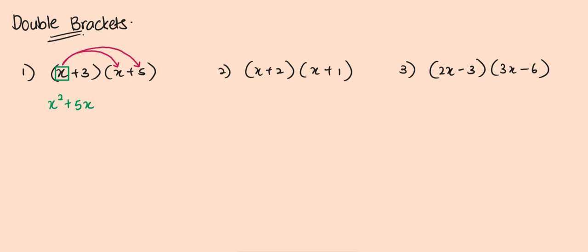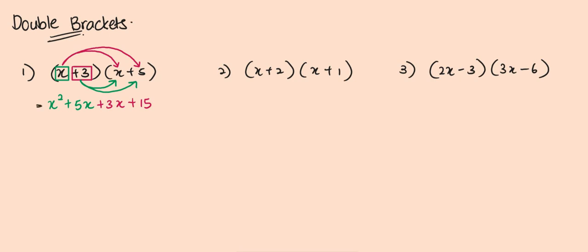Now for the second one, I'm going to take positive 3. In positive 3, I'm going to times it again with all the terms in the second bracket. So positive 3 times x, I would get positive 3x, and positive 3 times positive 5, I will get positive 15. So this is how we break our double brackets here.